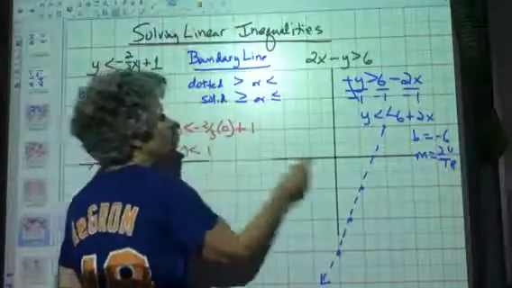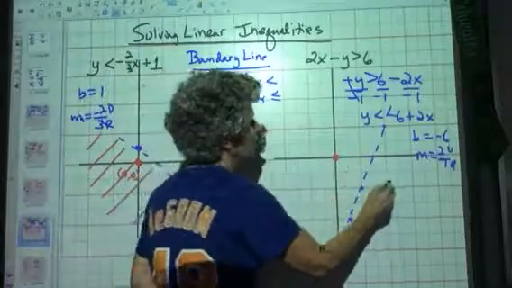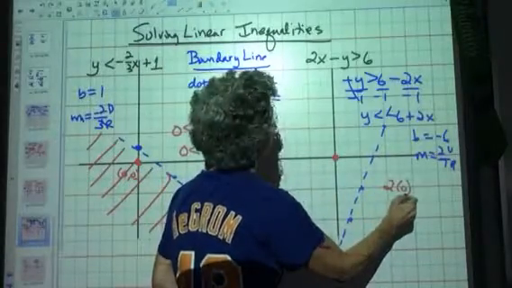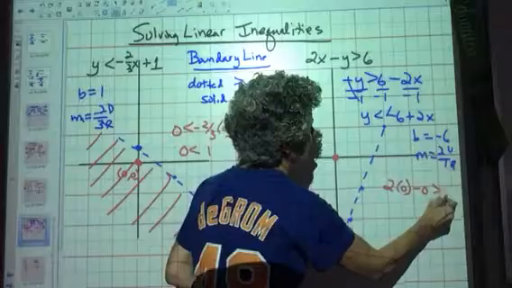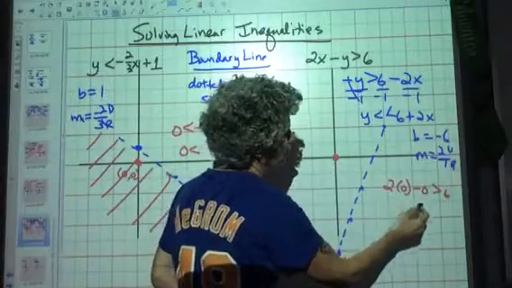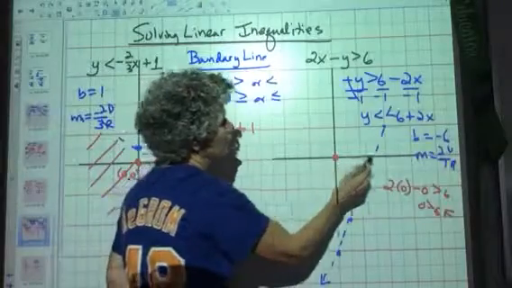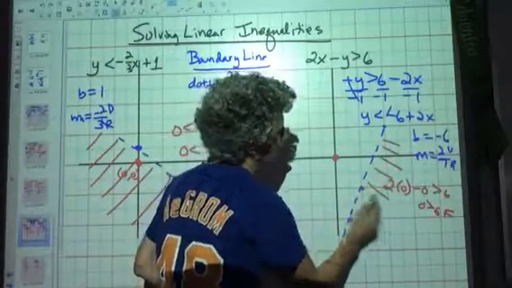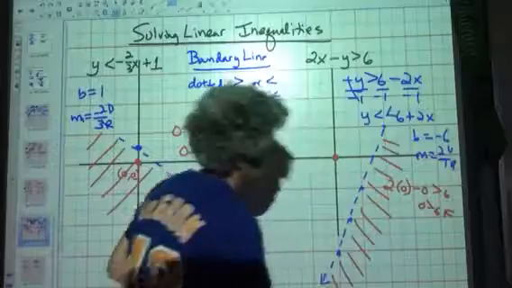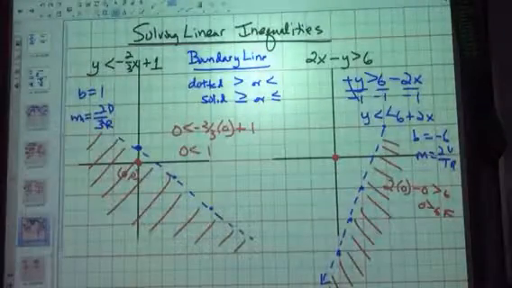And again, let's test 0, 0. 2 times 0 minus 0 is greater than 6. So 0 minus 0 is greater than 6. No, it's not. So we're not going to do that side. We're going to do this side. So testing a point is always a safe way to do it.